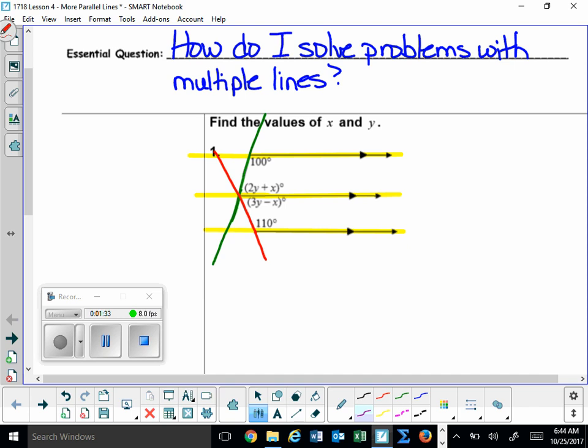Okay, so if I look at this, and let's focus on the green transversal first, I have consecutive interior angles that are marked. Consecutive interior angles have to be supplementary. So 100 plus 2y plus x has to equal 180. If I look at my red transversal, again, I have consecutive interior angles, which have to be supplementary. So 3y minus x plus 110 equals 180.